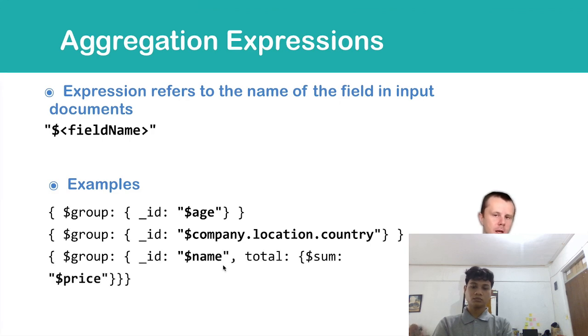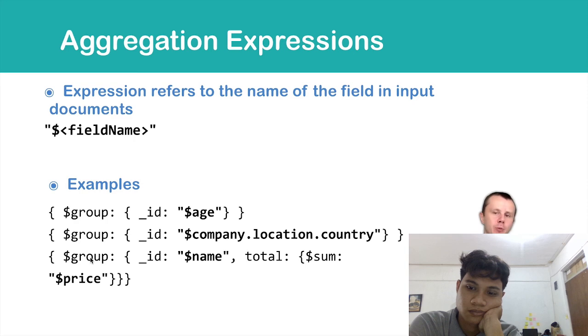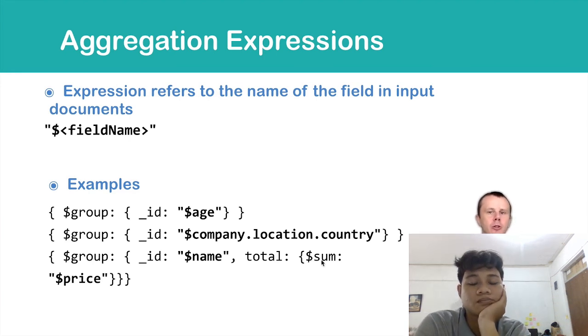And the last example. In this example, we use two aggregation expressions, name and price. The first aggregation expression refers to the name field of the input documents, and price refers to the price field of the input documents. Again, this group stage takes a list of documents as an input, and those documents have name and price fields. In this example, you see the special operator $sum. This operator is called an accumulator operator, and we will talk about such operators later on.